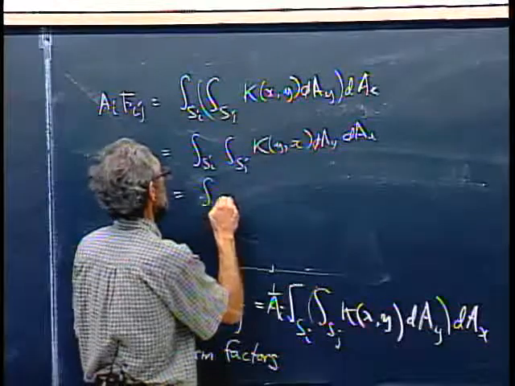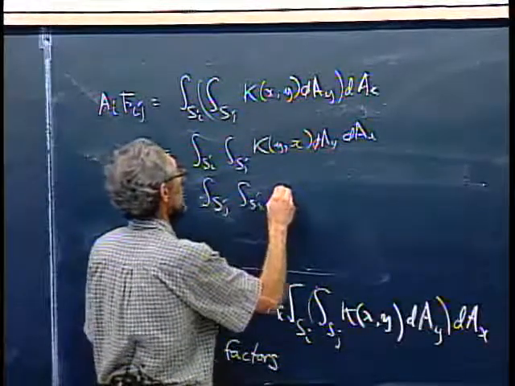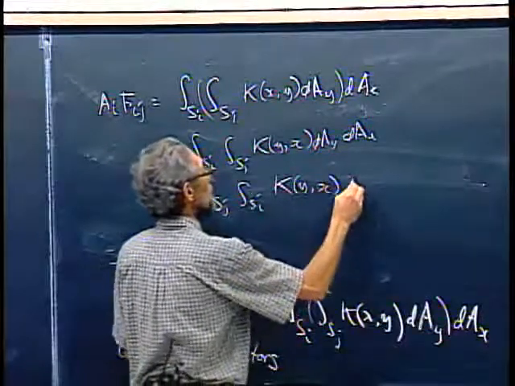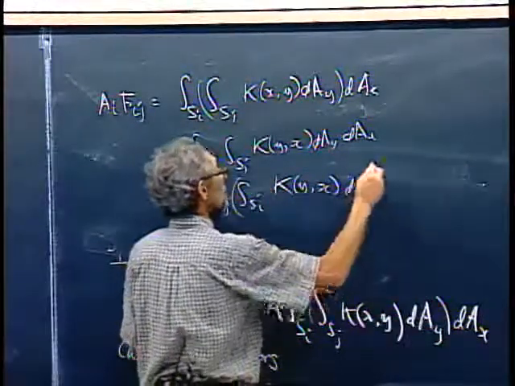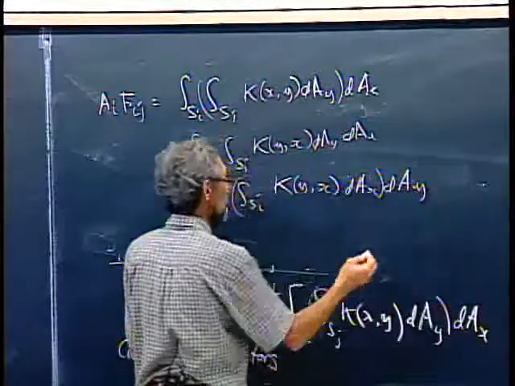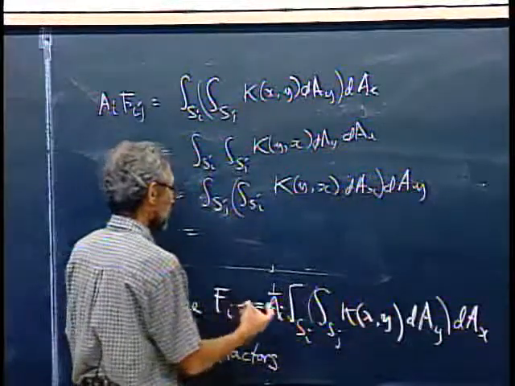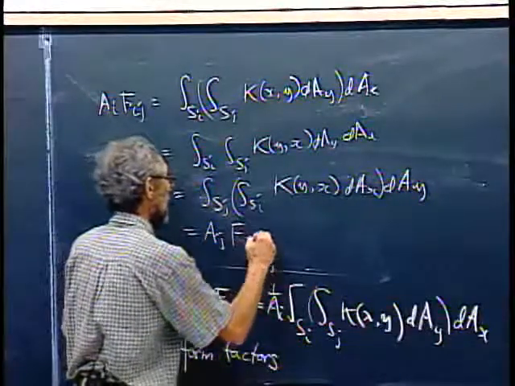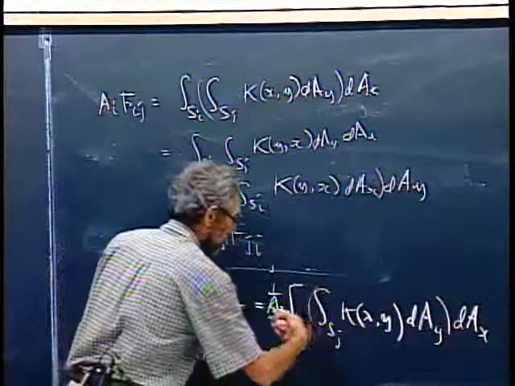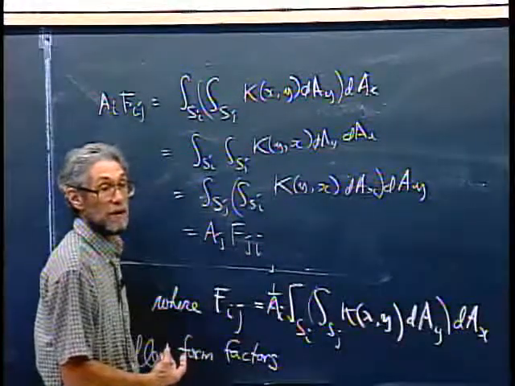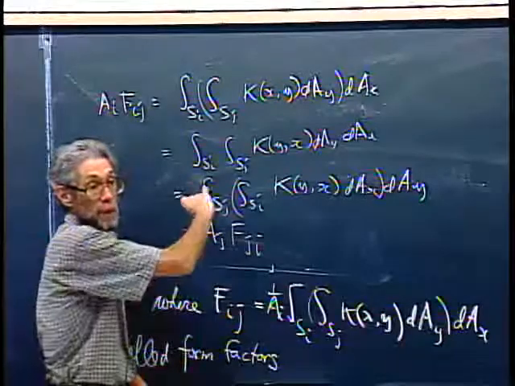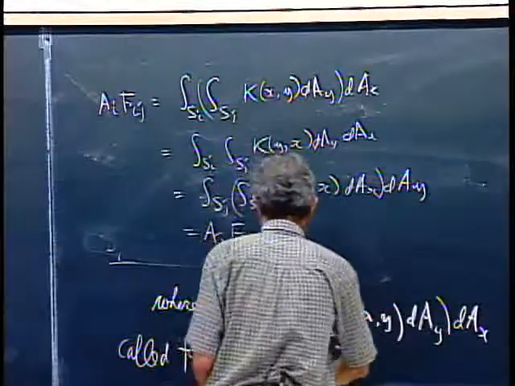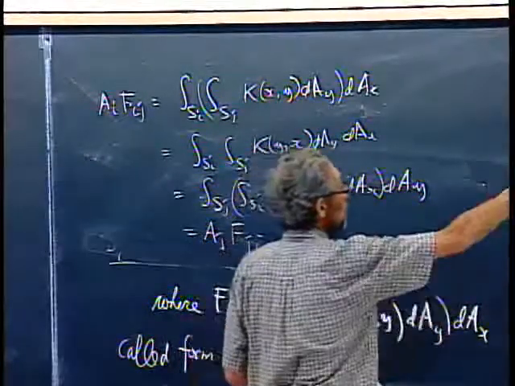So this is the same as integral Sj, integral Si of the same thing. And now dAx is inside and dAy outside, and for the same reason as putting a j here, that's Aj times Fji, because this integral then becomes a different definition of Fji. So it's not symmetric, but it's symmetric when you include these weightings of Ai and Aj. Okay, so now let's go back to trying to solve this equation.